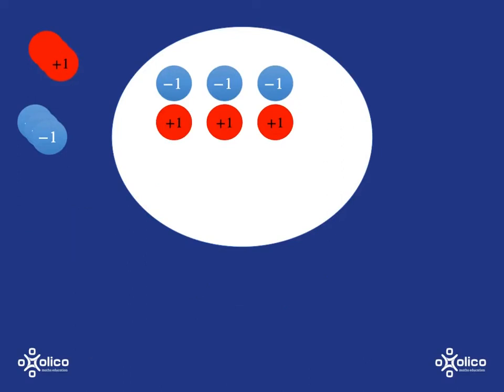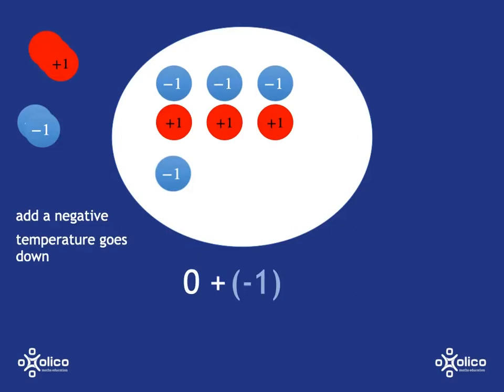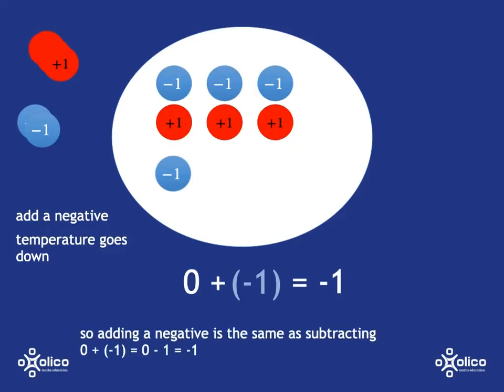Okay, back to our 0 situation. Now in this case, if we add in a cold disk, add in a negative, will our temperature go up or down? Well, if we throw in a cold disk, obviously the temperature is going to go down. So from 0, we're going to be going down to -1. So adding in a negative, adding in a cold disk, is the same as subtracting, going down.